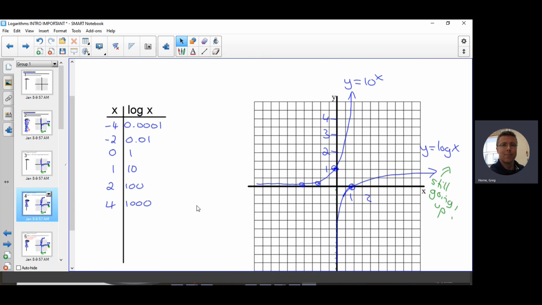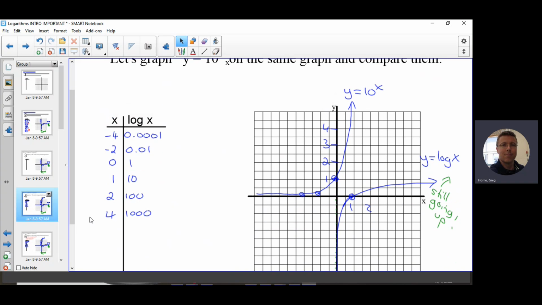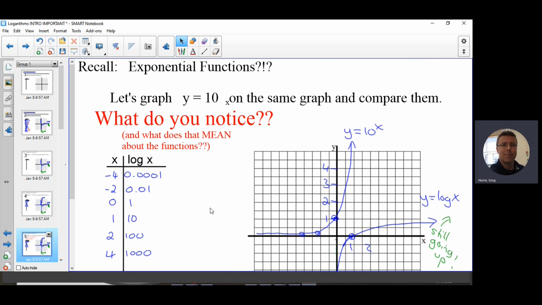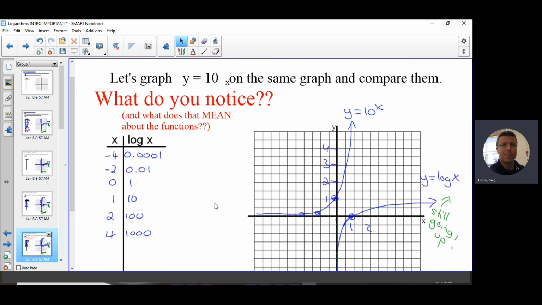So take a look at that. What do you think about that? What does that remind you of? So that's my question here. What do you notice? What does it mean about the functions? Press pause, think about it. Try and remember stuff from grade 11.